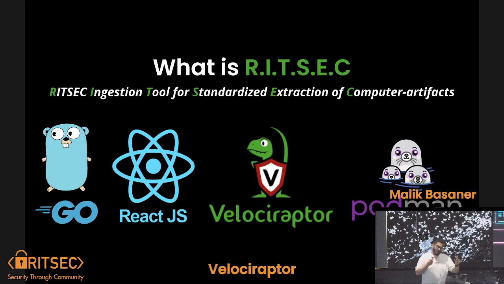All right, so this is RIT-SIG. This is the tool we worked on. It's comprised of a lot of good tools like Go, React, Velociraptor itself, and Podman. Max just did a great talk on containerization, and I did one previously, last week or the week before, I can't remember, about Podman and why you should use Podman instead of Docker.